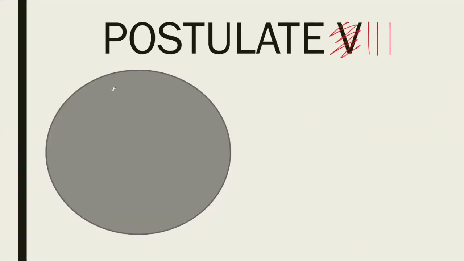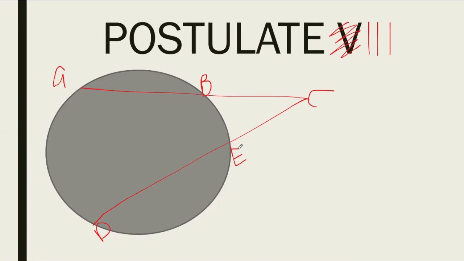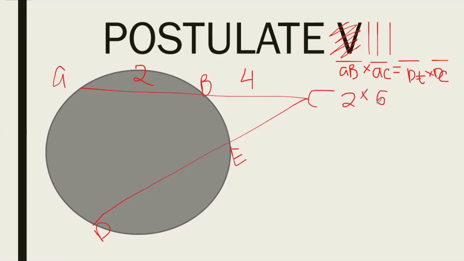So, postulate 3 na naman. Halimbawa may dalawang secants tayo. A, B, C, D, E. Okay. So, kung yung AB natin ay 2 at yung BC natin ay 4. So, magiging AB times AC, yung buong line segment na yun, equals to DE multiplied by BC. So, magiging 2 times 6. So, 2 times 6 na yun. Equals to, halimbawa, x plus 3. So, magiging 3 times 3 plus x.